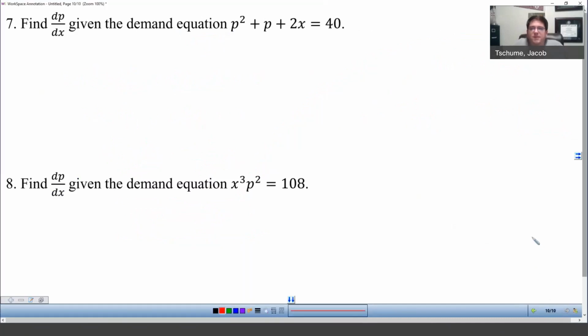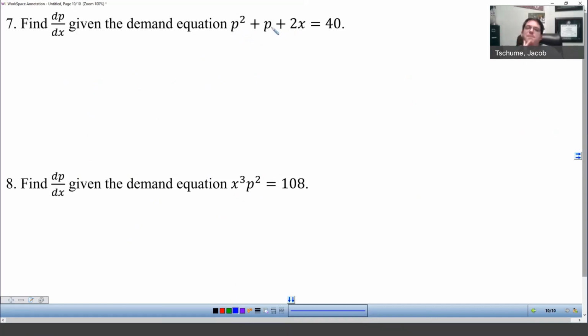All right, and then last but not least, to kind of get us ready for what we're going to see in our next video in section 3.9, let's see if you can find dp/dx given the following demand equations. So do note, the only difference I'm doing is changing the letters. There are no y's in these problems. I turned them into p's. So that means that when you take the implicit derivative of a p equation, you have to add a dp/dx. The x's you'll treat the same way.